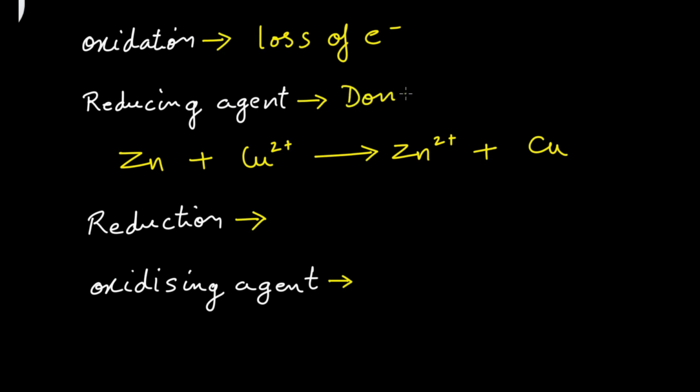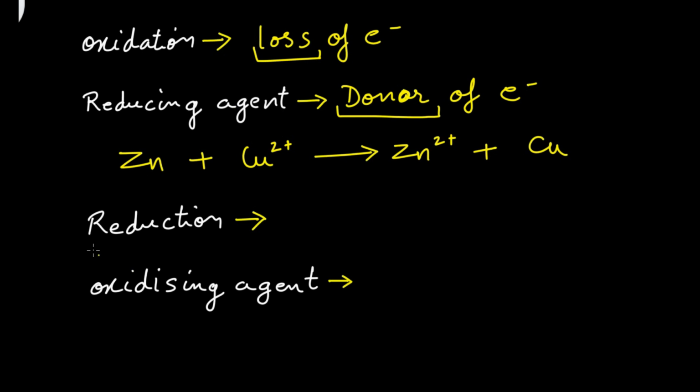The definition is donor of electrons. Now if you look at these two terms, loss and donor, they are kind of similar. They are of similar meaning in this place. If something is losing electrons, then it also means that it is donating electrons, right? So oxidation and reducing agent both will represent the same species. We will talk about that.